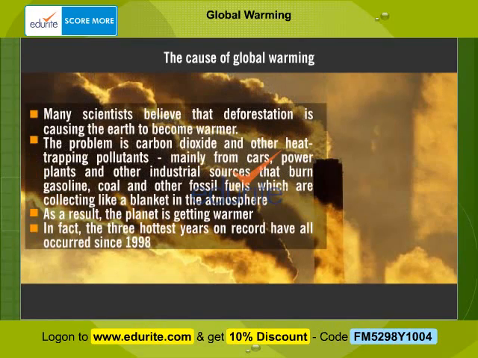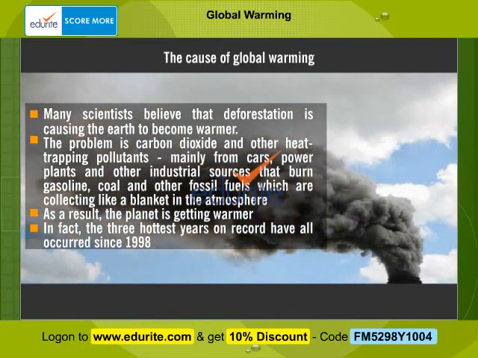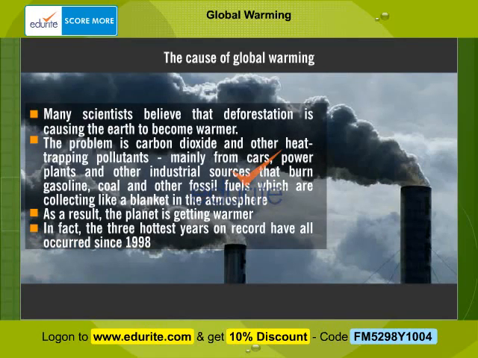The cause of global warming. Many scientists believe that deforestation is causing the Earth to become warmer. The problem is carbon dioxide and other heat-trapping pollutants, mainly from cars, power plants, and other industrial sources that burn gasoline, coal, and other fossil fuels, which are collecting like a blanket in the atmosphere. As a result, the planet is getting warmer. In fact, the 3 hottest years on record have all occurred since 1998.